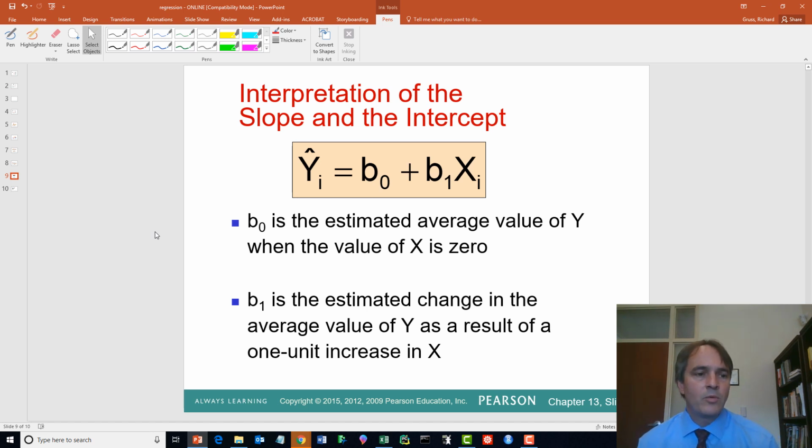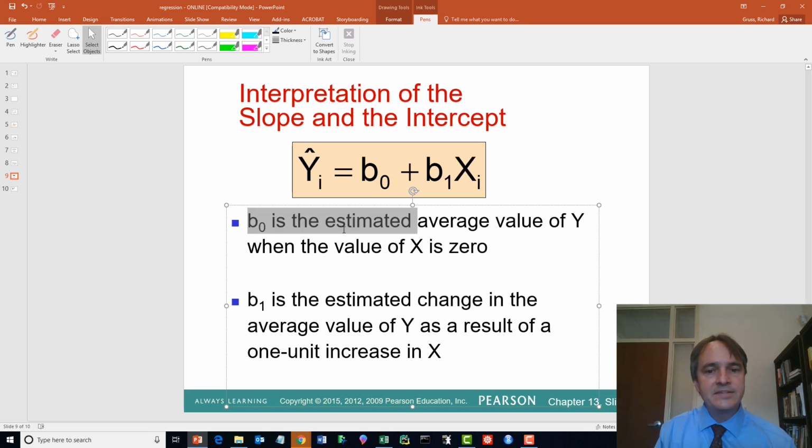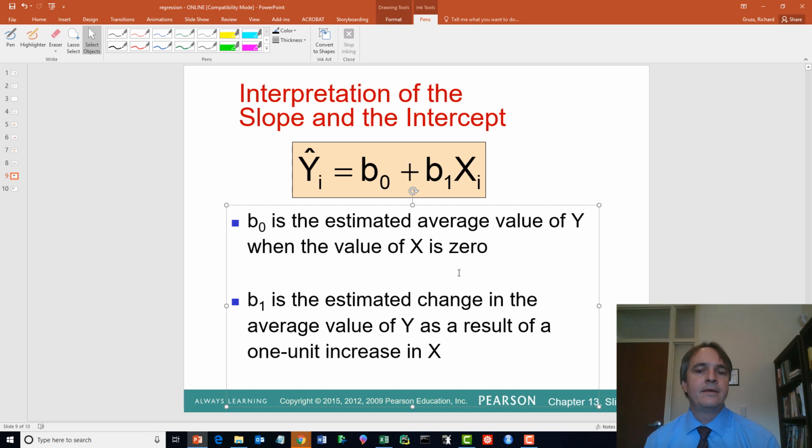There's one more thing I want to emphasize before I go on to an example from the homework, and that is how exactly you interpret these. So we have our equation now. We have our line. We can do our prediction. But if I were to ask you, how do we interpret what these numbers mean? Okay, so it's given to you on this slide. So beta 0 is the estimated average value of y when the value of x is 0.